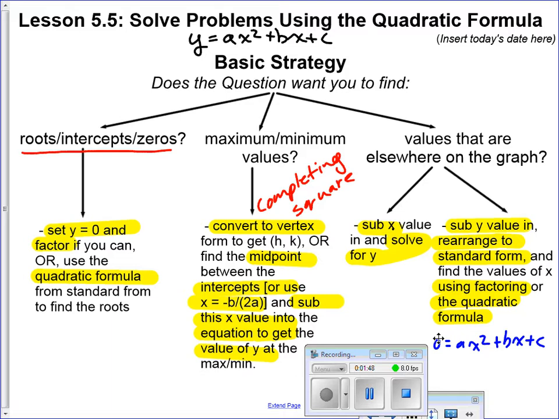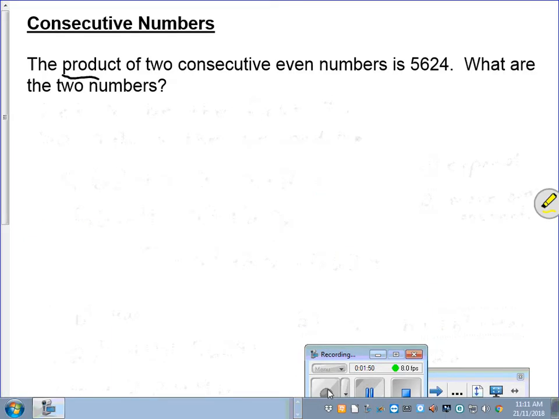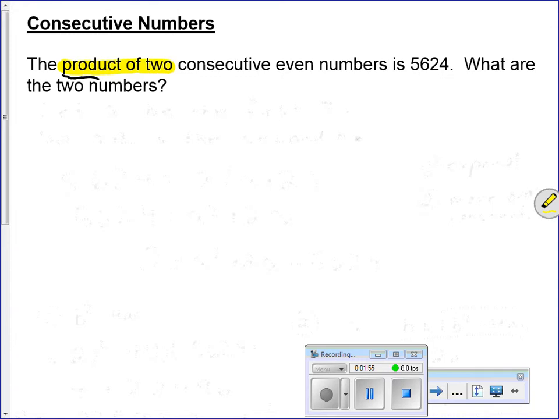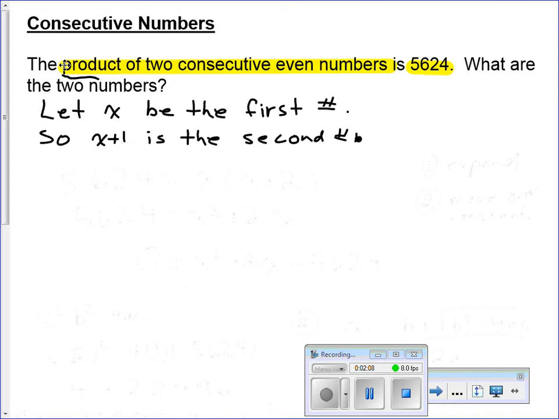Okay? And that's it. So this problem says we have the product of two consecutive even numbers is 5624, right? To start this problem, you have to start with a let statement. You let x be the first number, and so x plus 1 is the second. Does that even make sense? I don't think so, right? It's got to be x plus 2 because it's the next even number.